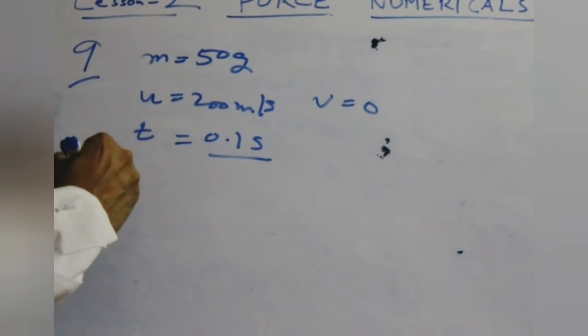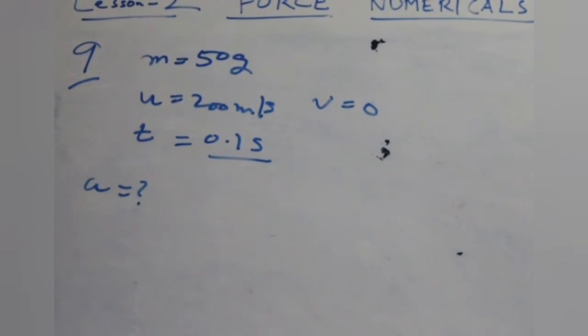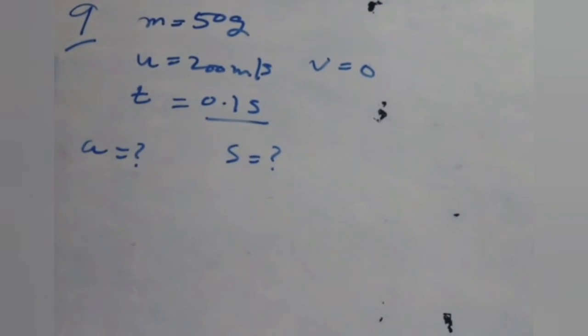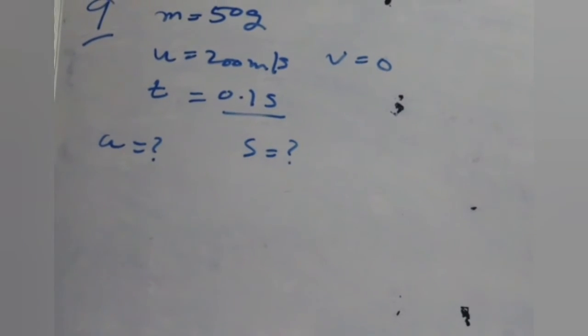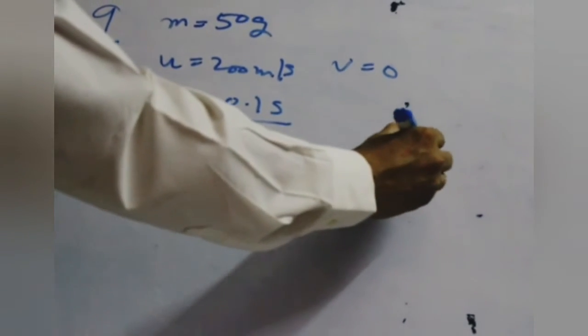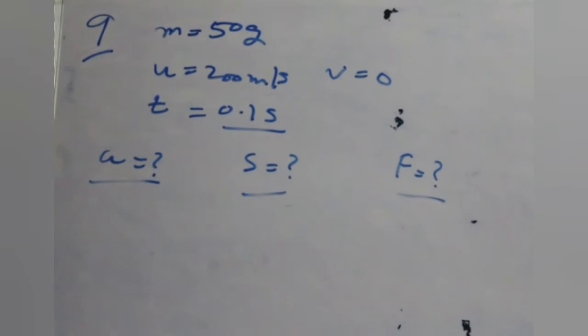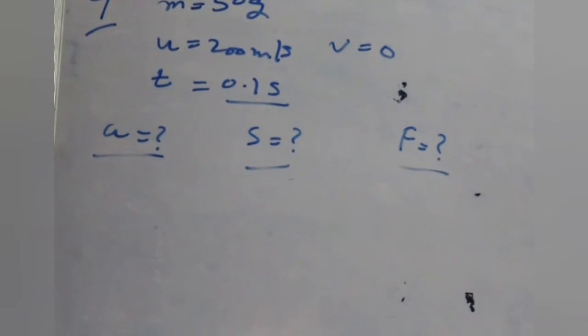Now we have to calculate the retardation, then we have to calculate the distance penetrated by the bullet in the wood, and number 3, the retarding force. Okay, now we have to calculate all these 3 things. Now very easy, not a complicated one.